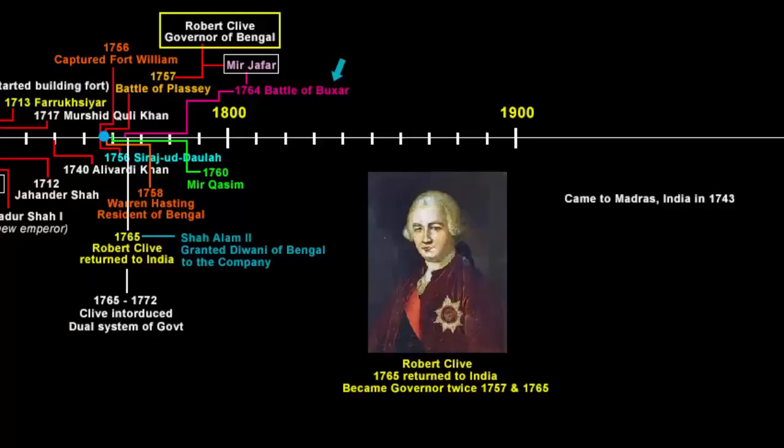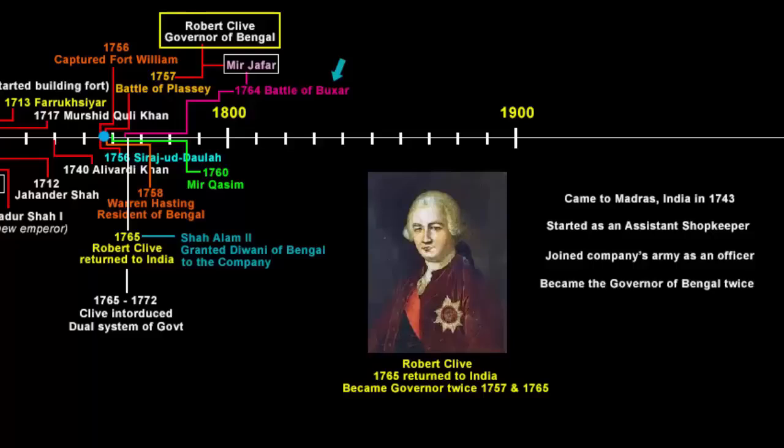He came to Madras from England in 1743 at the age of 18. During that time, he was just an assistant shopkeeper in the English company. Later, he joined the company's army branch as an officer. Because of his contribution and success in wars between other European traders, then the Battle of Plassey, he was made the governor of Bengal twice, first in 1757 and second in 1764.